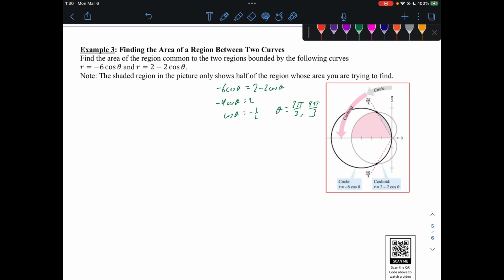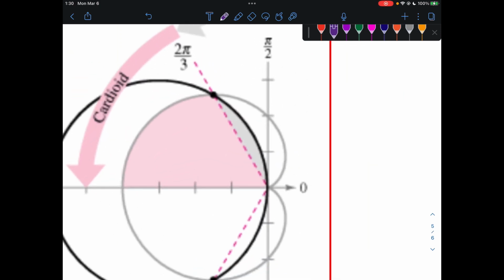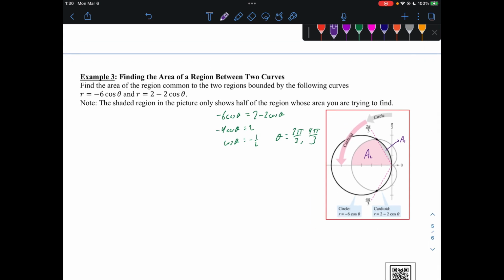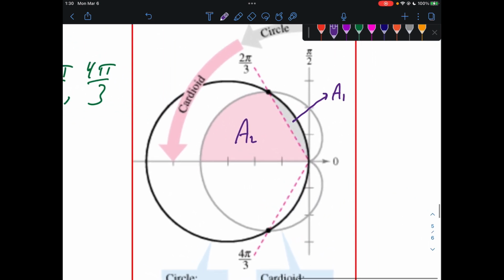Just going to put that off to the side for now. Okay, so again, we're going to do A1 and A2. A1, we're going to call this little gray area, and then A2 is going to be that big pink area right there. All right, so A1 is going to go from this line to this line, so it's going to be pi over 2 to 2 pi over 3. And then A2 is going to go from this line to this line, which is 2 pi over 3 to pi.